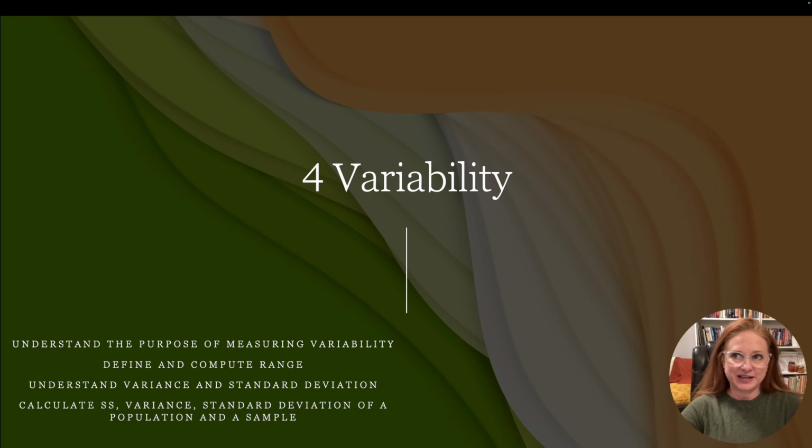The more standard ways, or the more statistical ways, are definitely variance and standard deviation. So we'll go over how to determine variance, sum of squares, and standard deviation for both a population and a sample.